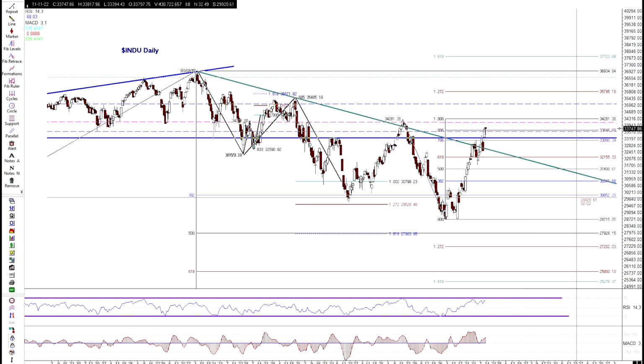I do have a presentation coming up this Thursday, and I'm going to be covering ranges versus trends. And I think this is one of the most important aspects for traders to learn of technical analysis so they can identify the market environment they're in.